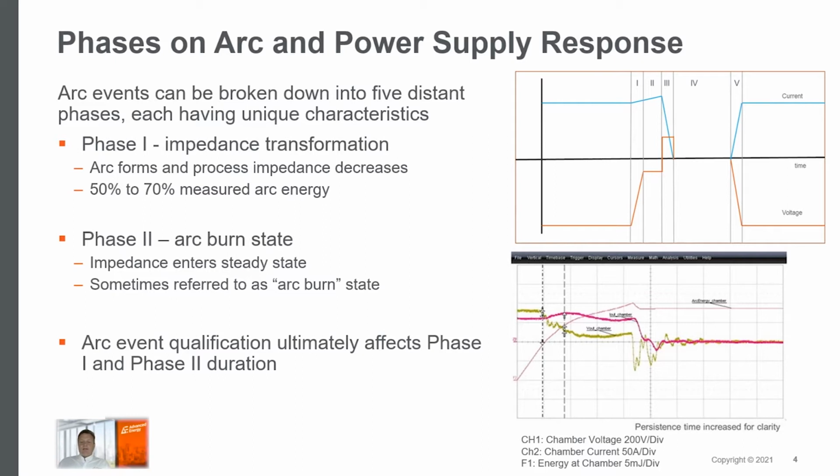Phase 1 typically has the impedance change, and depending on the characteristics of the arc and the power supply, that will determine the natural response for the voltage and the current. Detecting and qualifying the arc will ultimately determine the time that the arc spends in phase 1 and phase 2. Naturally, there are delays in the power supply detecting the arc and hardware delays in the power supply's reaction.